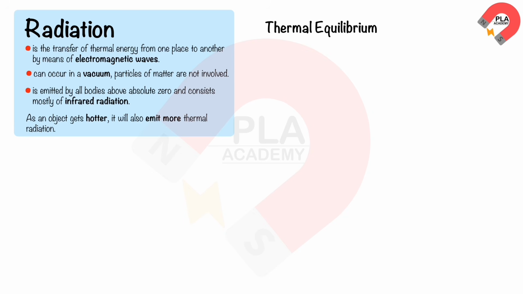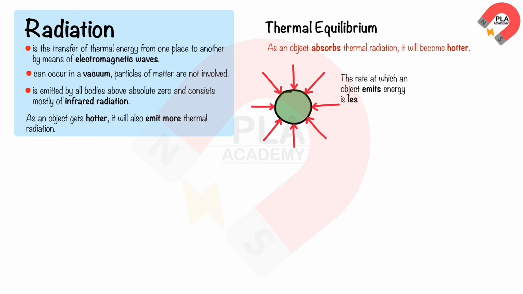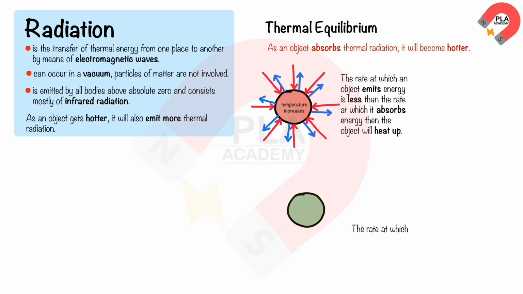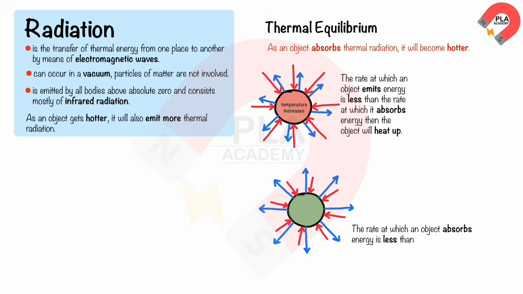Thermal equilibrium. As an object absorbs thermal radiation, it will become hotter. If the rate at which an object emits energy is less than the rate at which it absorbs energy, then the object will heat up. If the rate at which an object absorbs energy is less than the rate at which it emits energy, then the object will cool down.